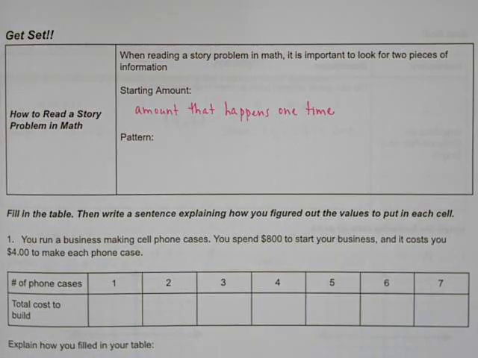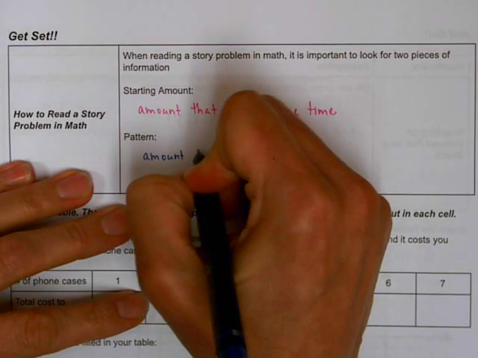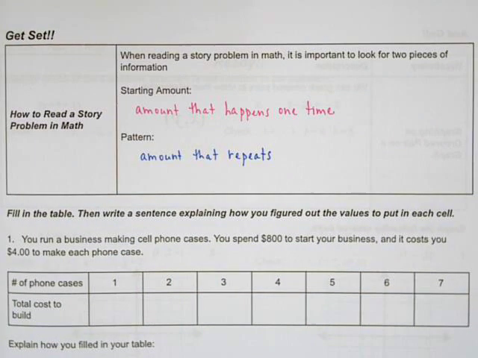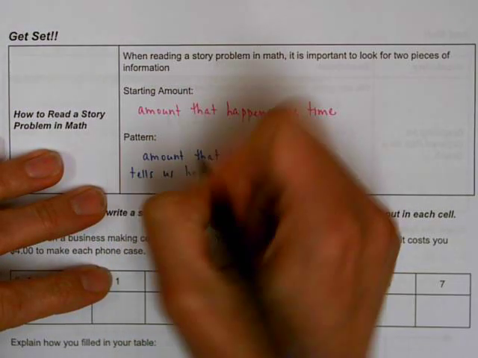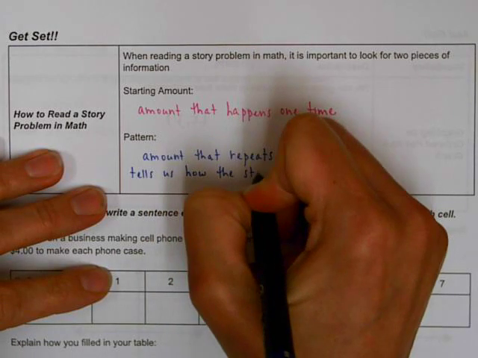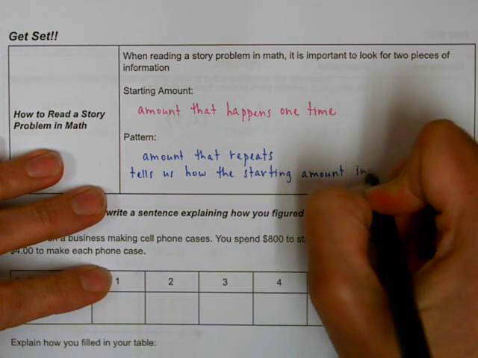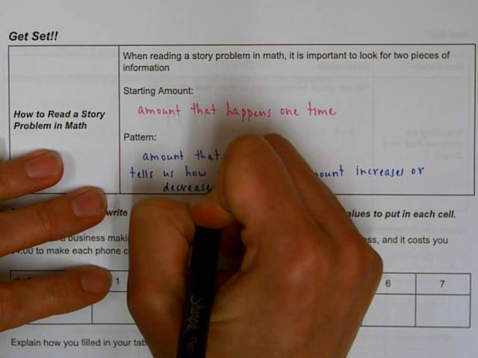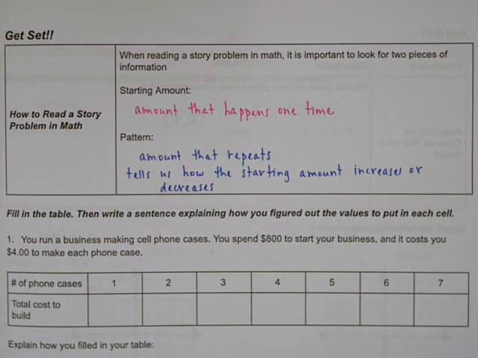Now, our pattern, on the other hand, is going to be the amount that repeats. Okay, so that's going to happen over and over again. And it's going to tell us how the starting amount increases or decreases. So it tells us how that starting amount is changing, whether it's increasing or decreasing, and that's a decision we'll have to make by reading the problem. So let's look at some problems and see if we can pick out these 2 pieces of information.